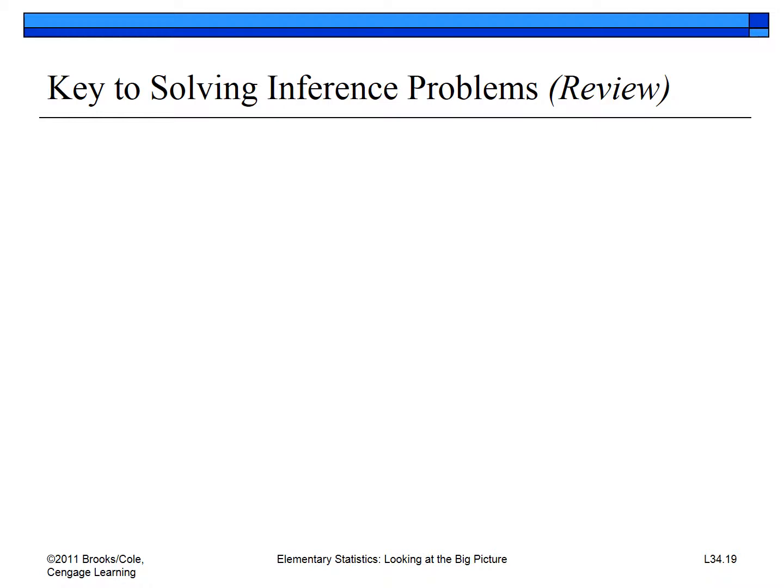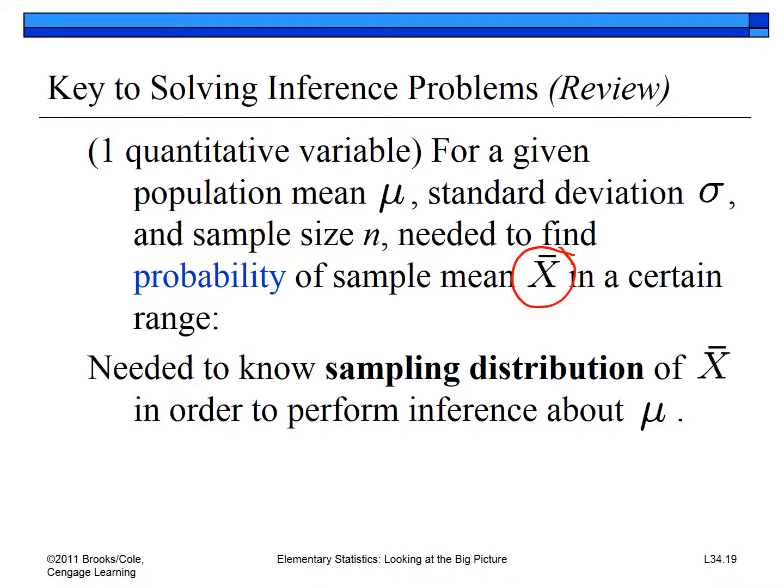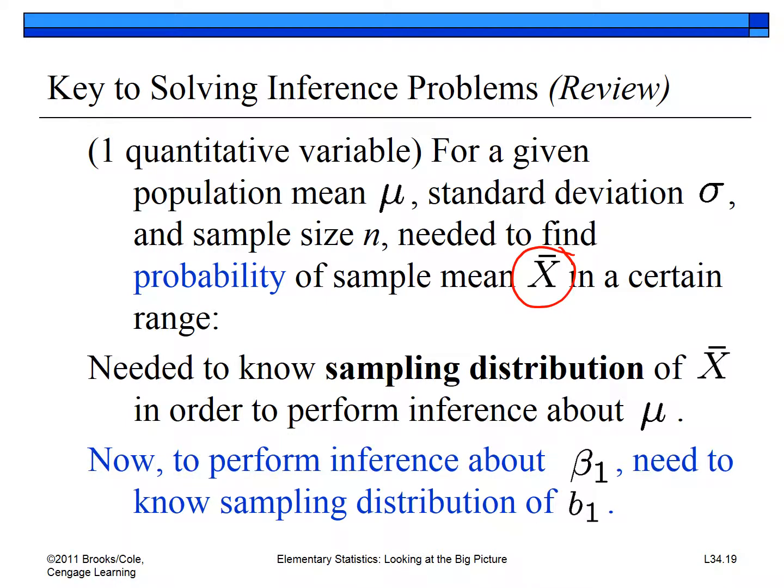Remember that for doing hypothesis tests for one quantitative variable, the p-value that we sought is the probability that we would see a sample mean as weird or weirder than the one that we observed in our sample. In order to find that probability, we had to know how the sample means were distributed. In other words, what is the sampling distribution of the sample means? Now, to do inference for our slope, we also need to know something about the sampling distribution. How are the slopes distributed?